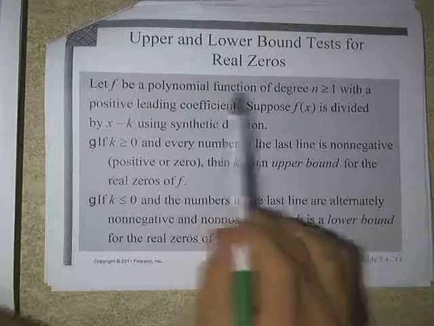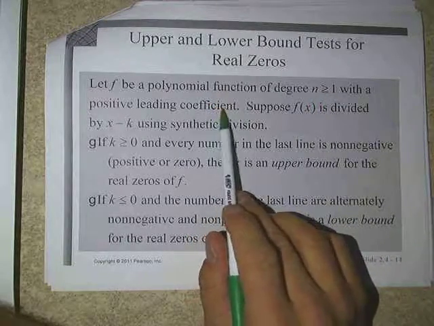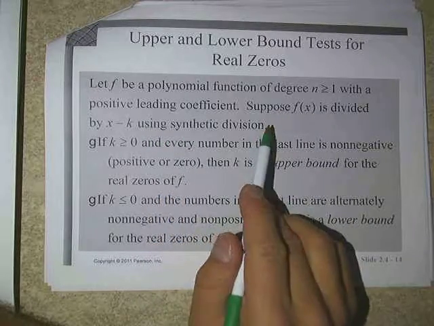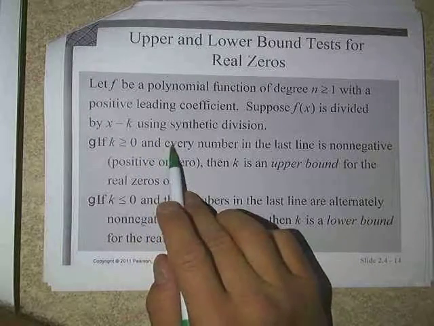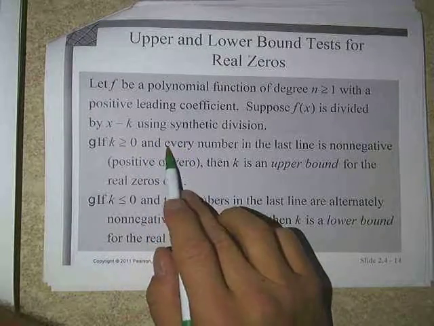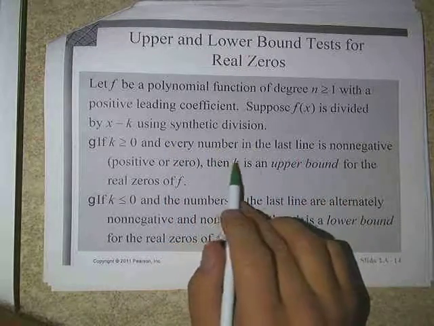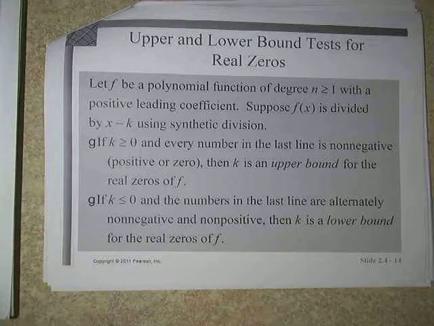Ultimately, if we have a polynomial of degree n greater than or equal to 1 with a positive leading coefficient, keep that in mind, and suppose that f of x is divided by x minus k using synthetic division. If k is greater than or equal to 0, and every number in the last line is non-negative, then we call k an upper bound for the real zeros of f.